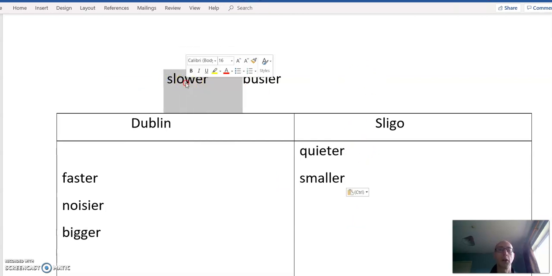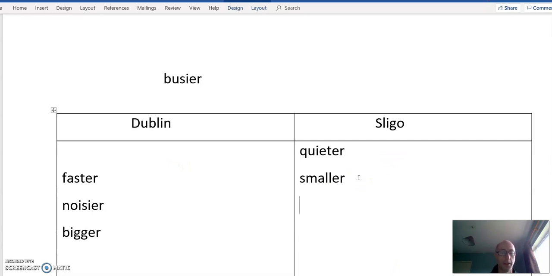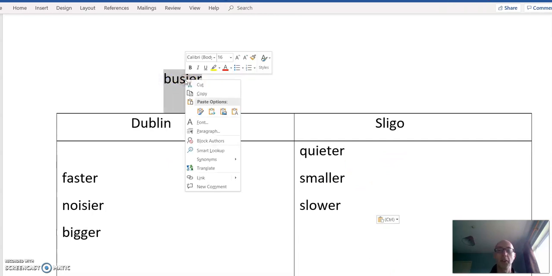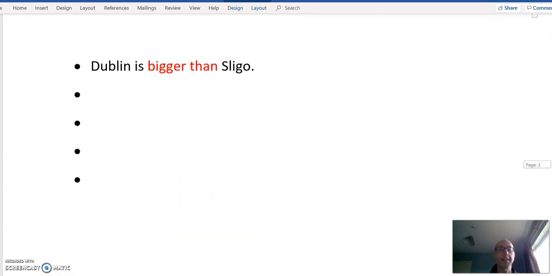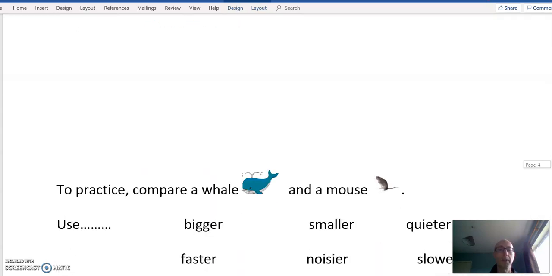Which is slower? Slower, Dublin or Sligo? Sligo is slower, isn't it? And busier. Which is busier? I think we know Dublin is busier. More people, it's bigger. So let's see if we can make a sentence from this.